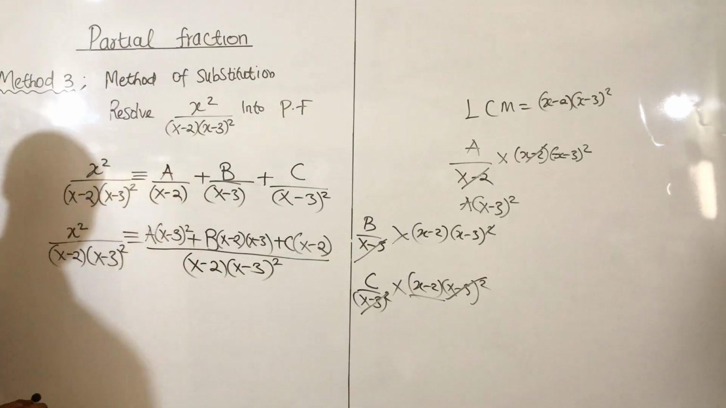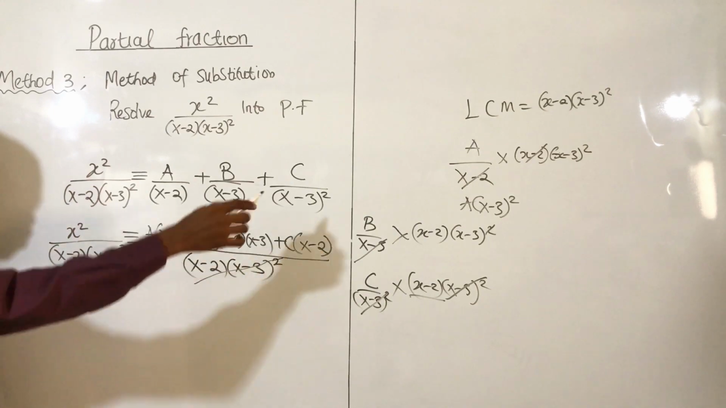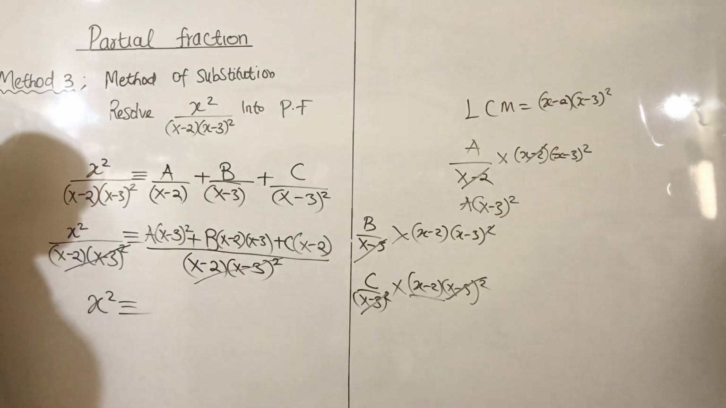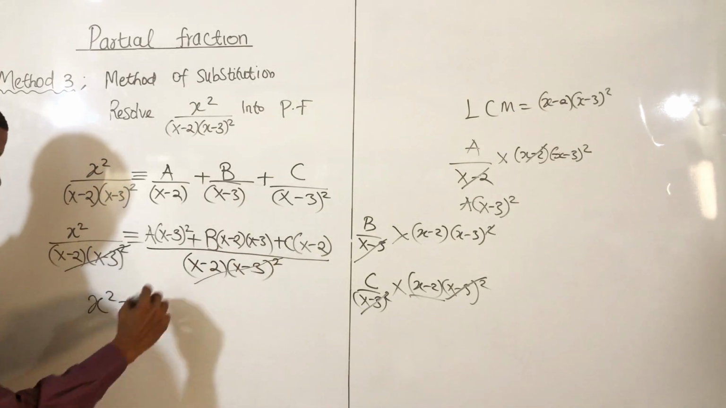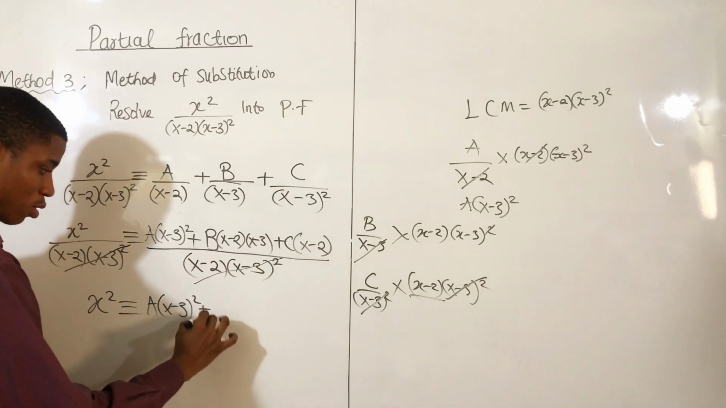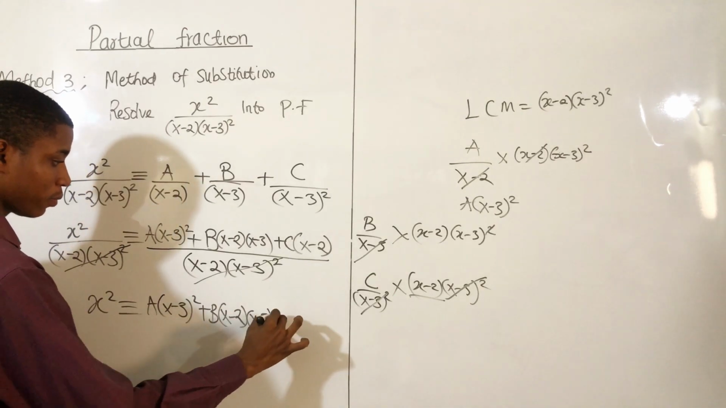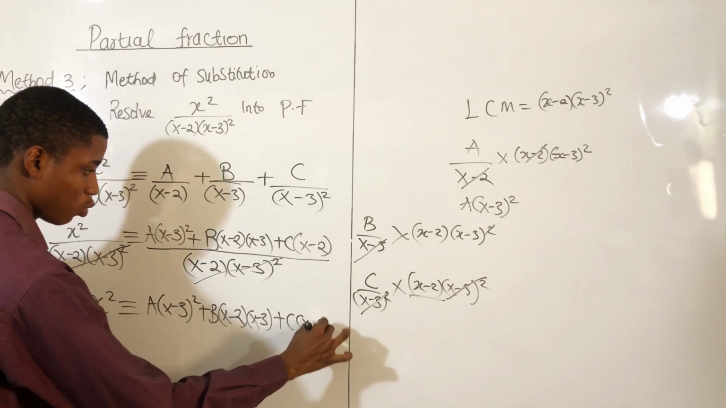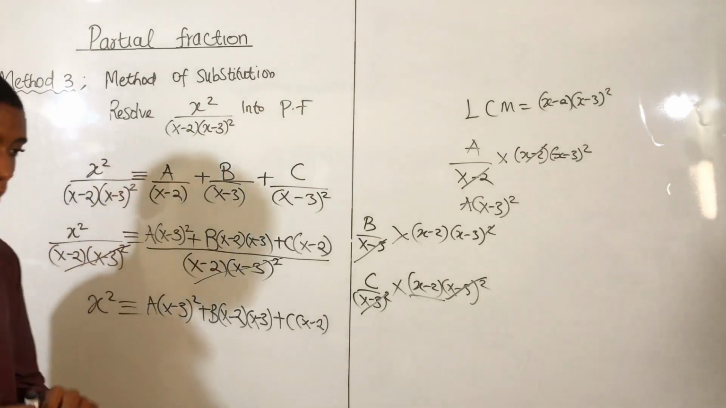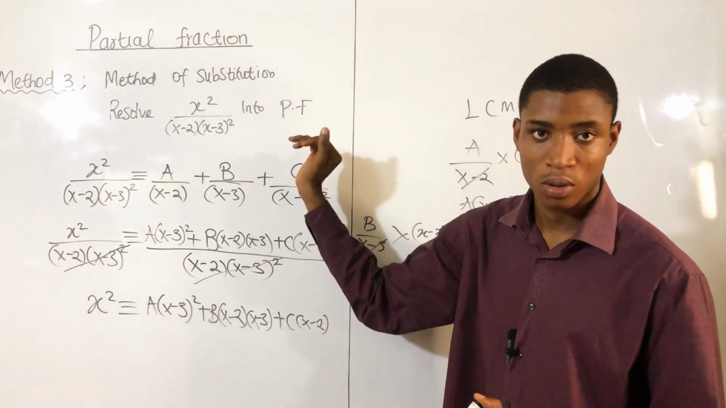Of course, the concept is easy. We have seen a case where the two denominators are equal, so you cancel them out. You're just left with x squared assumed to be equal to all these: A(x - 3) squared plus B(x - 2)(x - 3) plus C(x - 2). Now it's very peculiar that you understand this step. This step is very important because that's what boils down to the method of substitution.